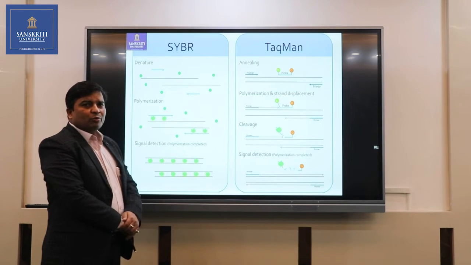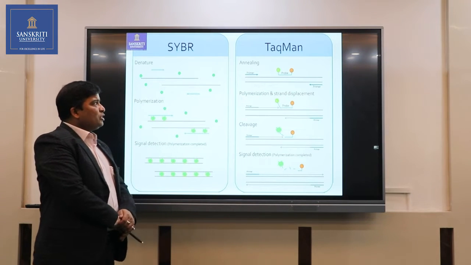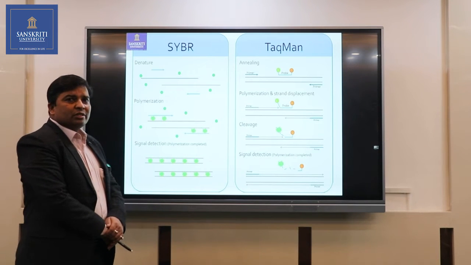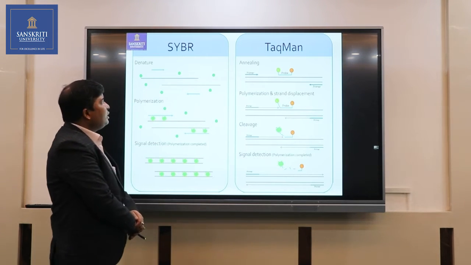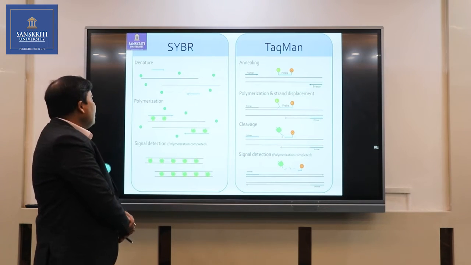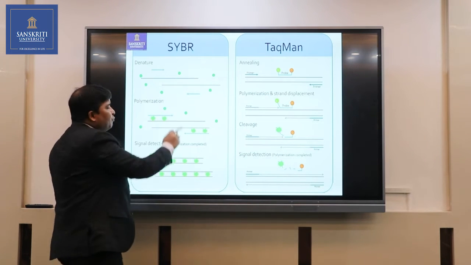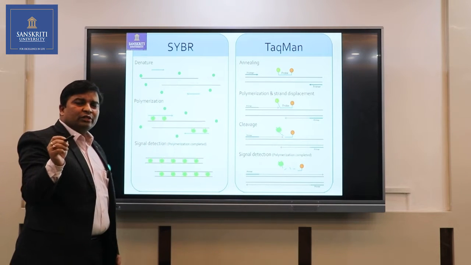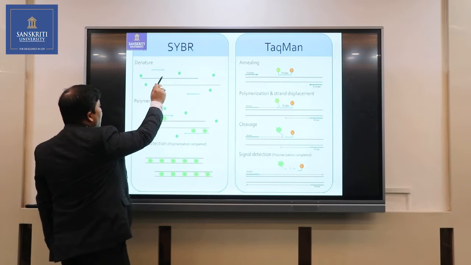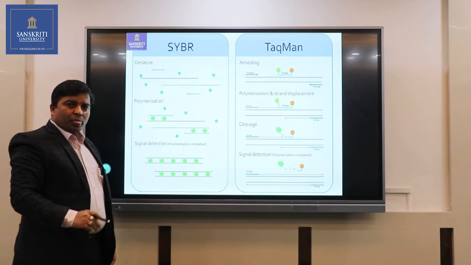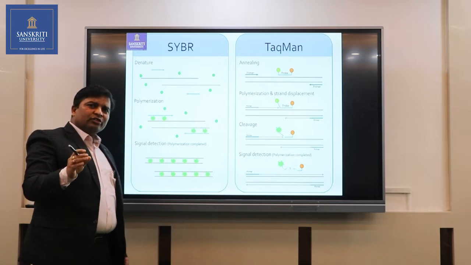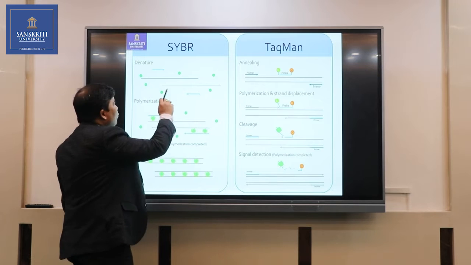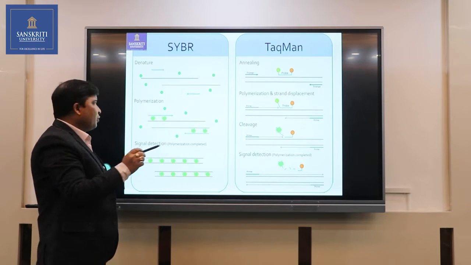Now we discuss the different chemistries we use for real-time PCR. First is SYBR Green and second is the TaqMan probe PCR. SYBR Green chemistry uses a fluorophore, and this fluorophore can only bind to double-stranded DNA. During denaturation, the double-stranded DNA melts out, so there is a single strand. No fluorophore can bind there, so there is no fluorescence.